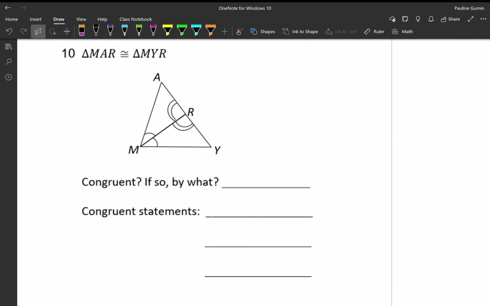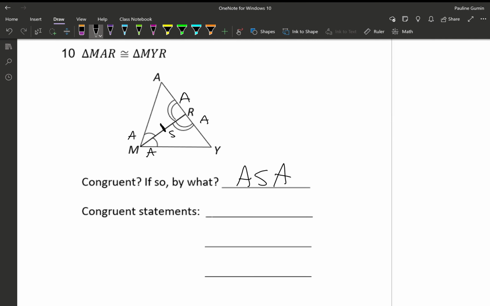Number 10. Okay, so I see 2 angles marked. So that's 2 A's. So can I make this ASA? Let's mark that down, by the way. Angle, angle, angle, angle. Can I make it have a side in the middle, in between the 2 angles? Indeed I can, by the reflexive property. Finally, a congruent triangle by ASA.